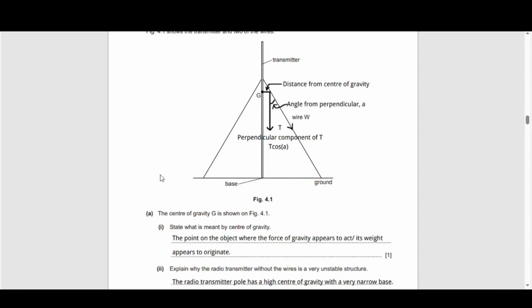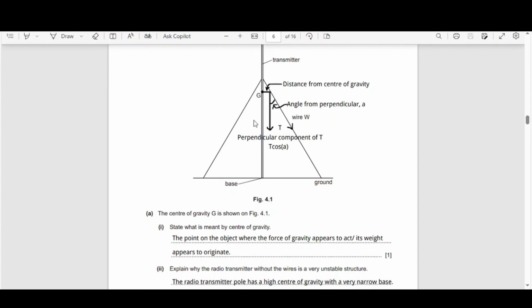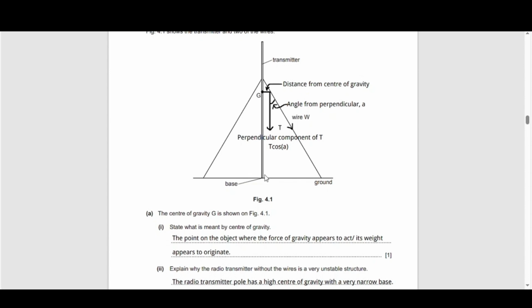If it's less stable, it will have a high center of gravity, a very narrow base, or a very wide top. In the case of this transmitter, although the top and the bottom are essentially the same diameter, because it's a constant diameter pole, the center of gravity is really high. If the center of gravity was a lot lower and the base was wider than the top, you would have a stable structure. But that is not the case. The base is as narrow as the top and the center of gravity is high.